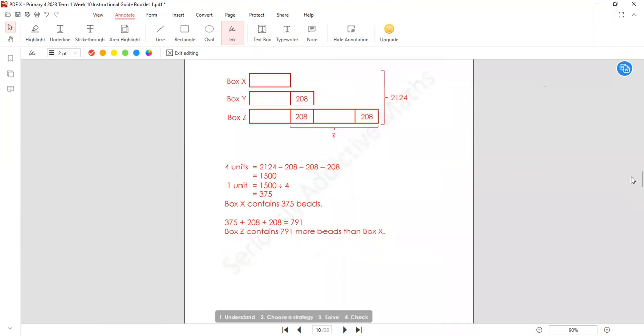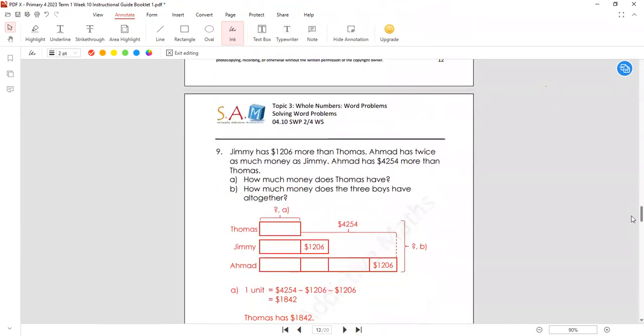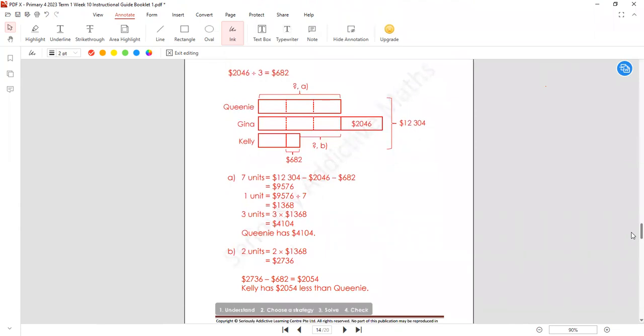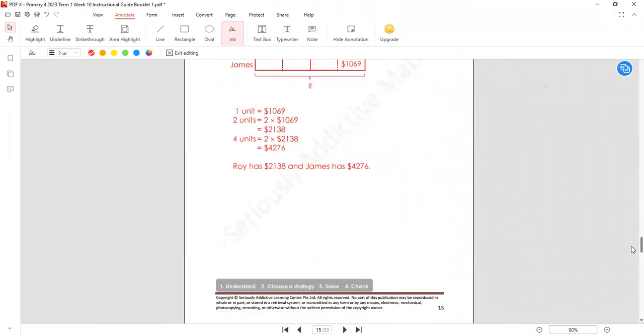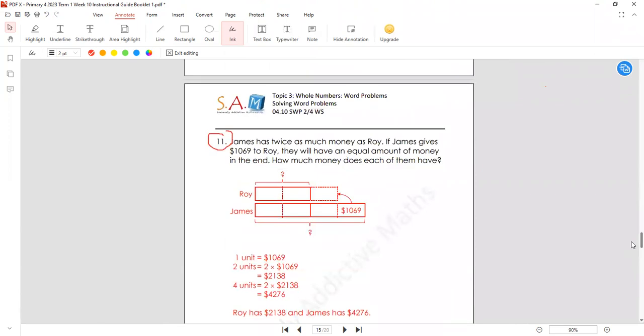Okay, I think I've circled some more questions there for them to do. So I foresee that there will be some challenges. Do question 11. Question 11 requires some transferring. James has twice as much money as Roy. So start drawing James as much as Roy first. If James gives 1069 to Roy, they will have equal amount of money. So from this portion here, ask them: initially, this is what the model looked like. How many units do I transfer over there to make that equal? So it's actually 1 whole unit. So therefore, this 1 whole unit must be 1069.